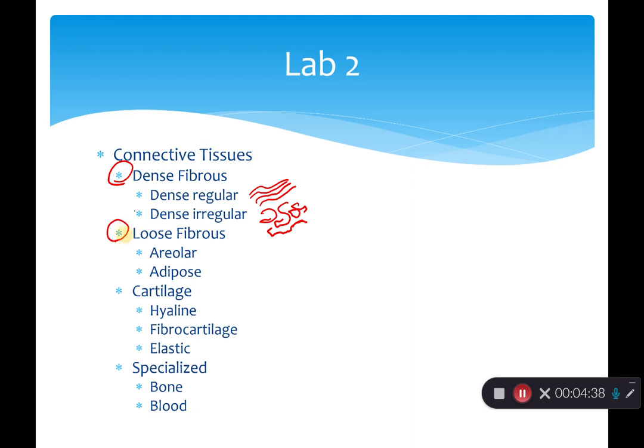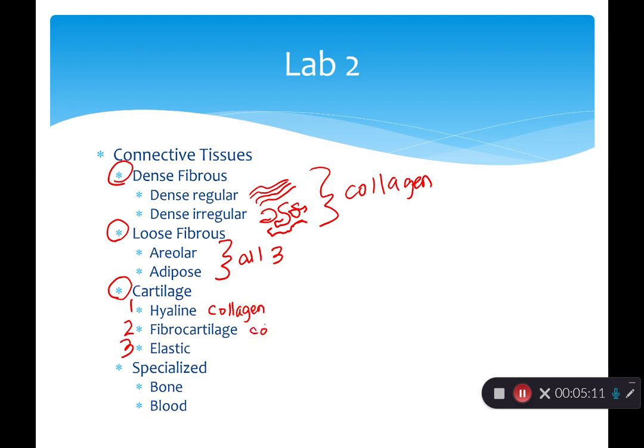We have loose fibrous, which includes a tissue called areolar. Areolar tissue has all 3 types of fibers, and so does adipose. So these two are collagen. These two have all 3. Then we have cartilage, and there are 3 types: hyaline, collagen; fibrocartilage, collagen; and elastic cartilage is elastic fibers.